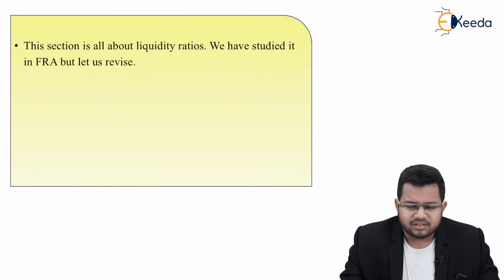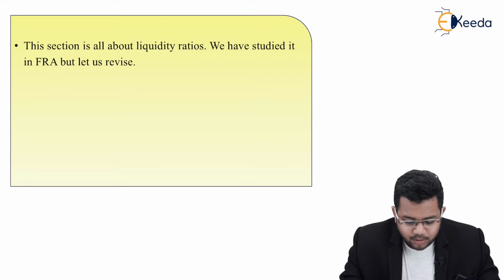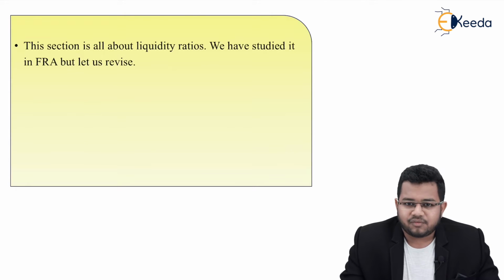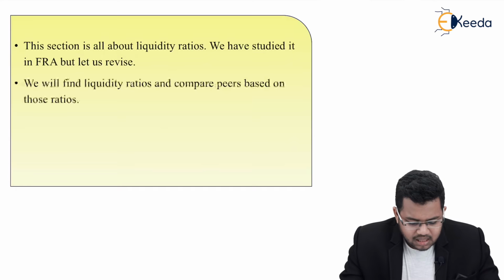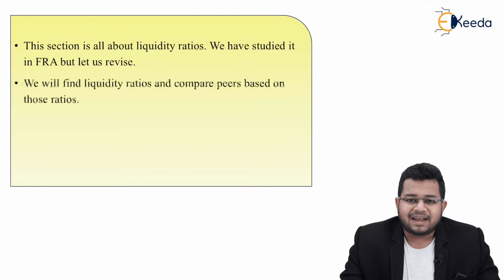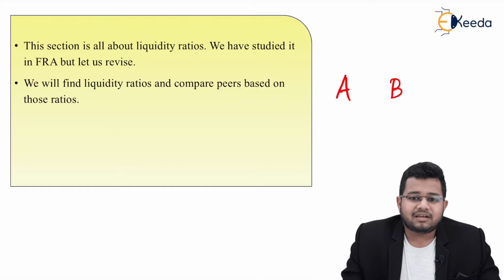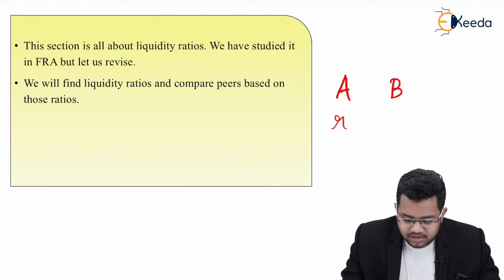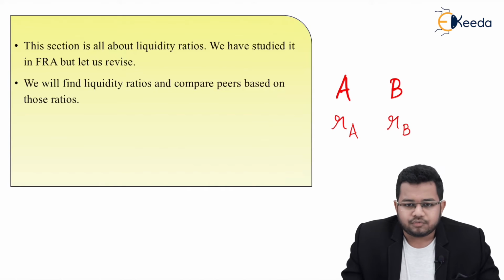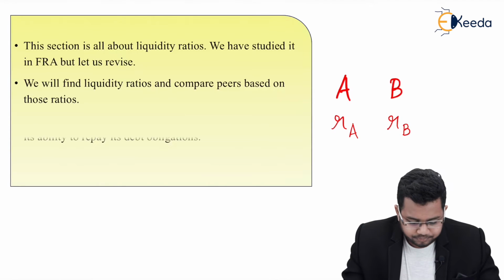I've just written in the start itself, this section is all about liquidity ratios. We have studied it in FRA, but let's revise it. We will find liquidity ratios and compare the peers based on those ratios. Meaning, if there are two companies, let's say company A and company B, which one has better liquidity or which is a better company overall, we need to decide that. So what we can do is, we can compare ratio of A with ratio of B and make some conclusion out of it. So this is what we are going to do.